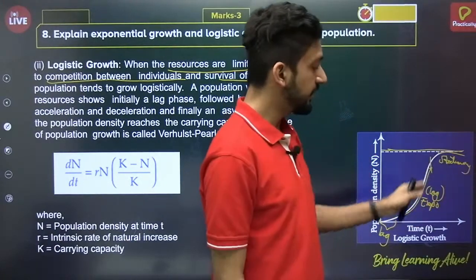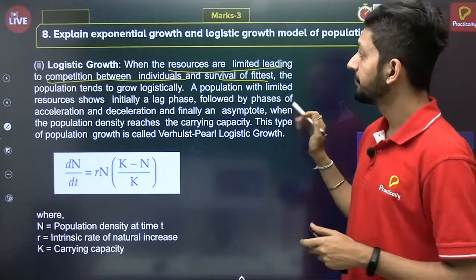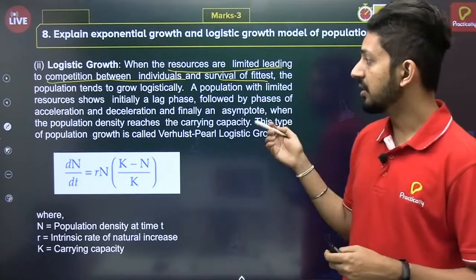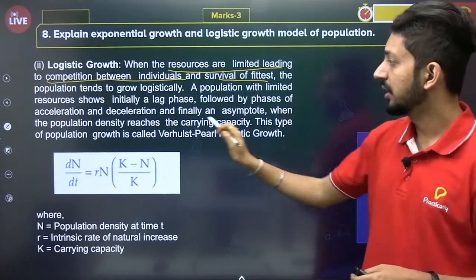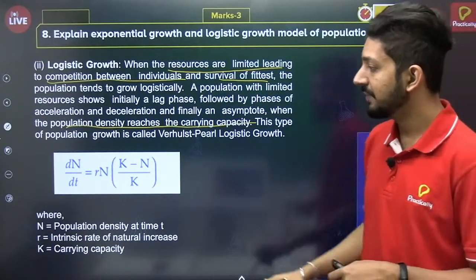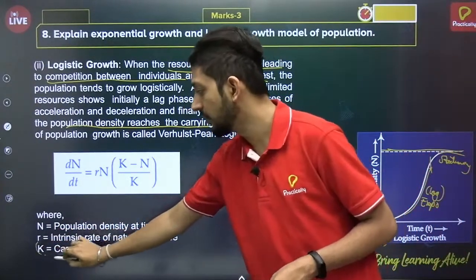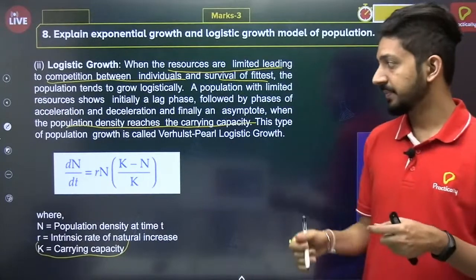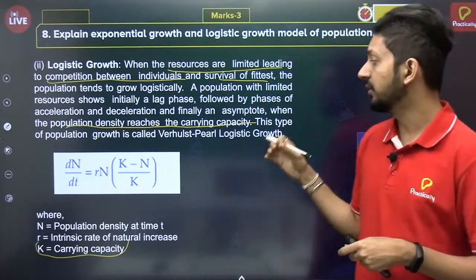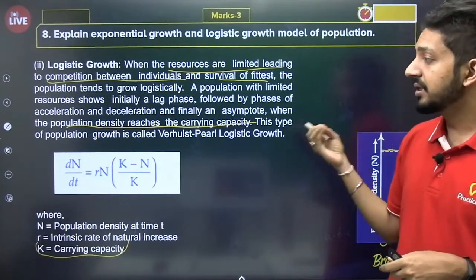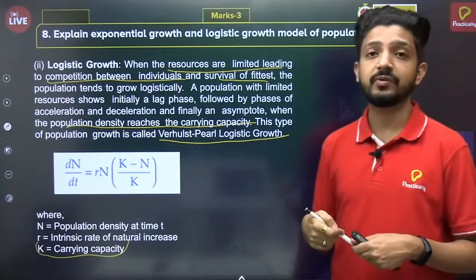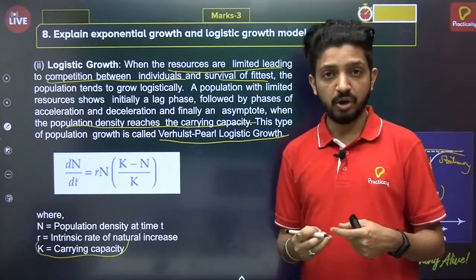Okay, so these are the three phases in which the logistic growth happens. Whenever the population density reaches the carrying capacity, represented by K over here, the carrying capacity of that particular area or habitat or ecosystem, wherever the population is present, this type of growth is also called Verhulst-Pearl logistic growth. It's the name of the scientist who gave this model.